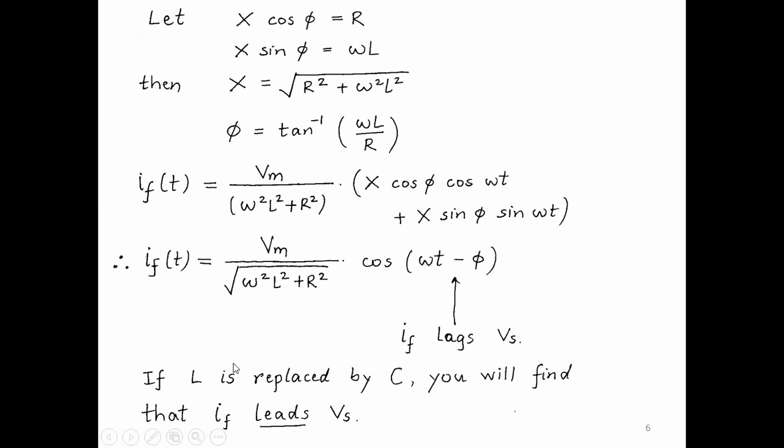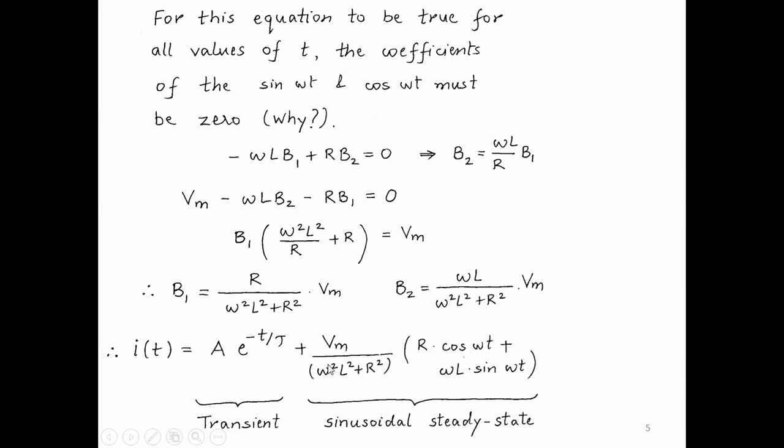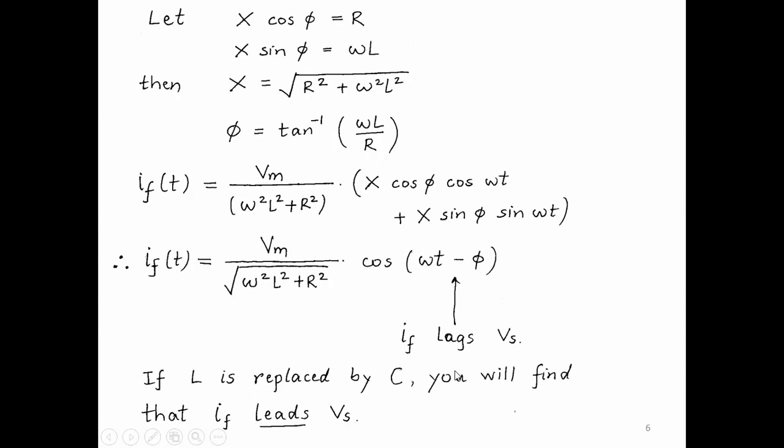Okay, I am also writing this in a different form. So where is the solution? This is the solution of the sinusoidal steady state solution. There is R Vm in the numerator and the denominator, cos omega t, omega L Vm and the denominator. I'm saying this is R and this is omega L. So let R be equal to x cos phi, let omega L be equal to x sin phi.